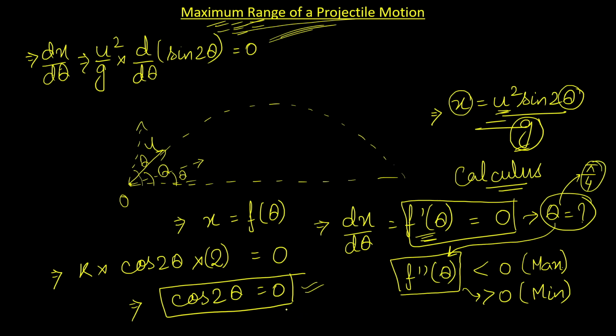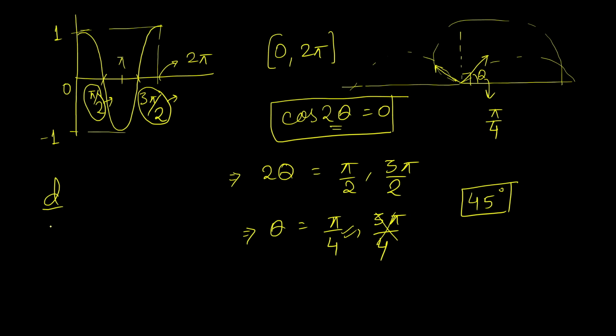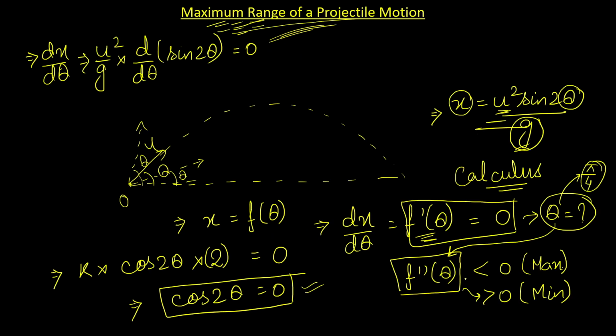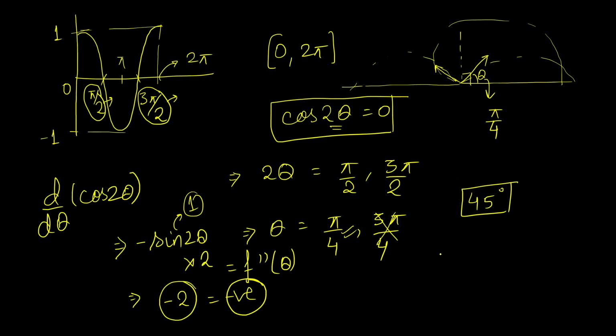Now let us again differentiate this cos 2 theta. Then the differentiation of cos 2 theta will be minus of sine 2 theta into 2. This is basically f double dash theta. Now when you put 45 degrees over here, this will be minus of 2, because sine of 2 multiplied by 45, that is 90. Sine 90 is 1. So 2 into minus of 1, that is minus of 2, which is negative. That's why this is going to be the maximum value of range, as I have said: if f double dash theta is less than 0, then that will be maxima. So at theta equal to 45 degrees or pi by 4, the range is maximum.